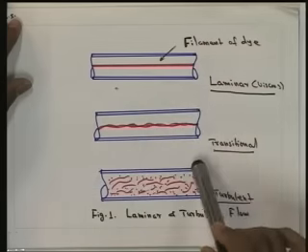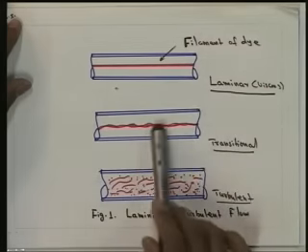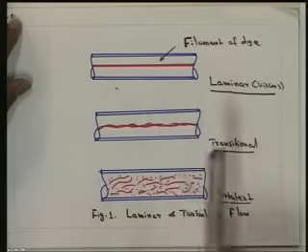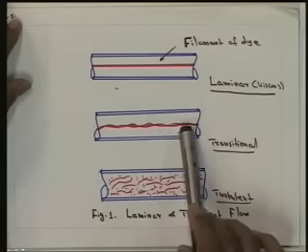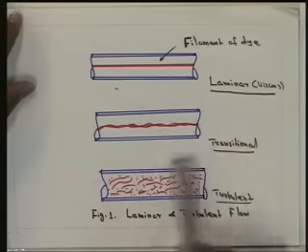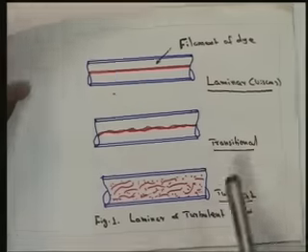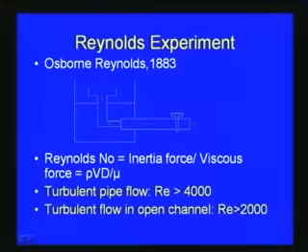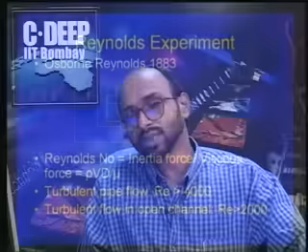Then after some time the flow is in a transition stage, and when the valve opening is increased, small disturbances start and it finally becomes totally turbulent. Osborne Reynolds was the first person to study how this can be classified, whether the flow is laminar, transitional or turbulent, and then he put forward the Reynolds number.